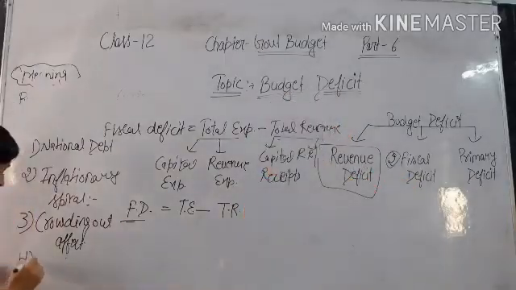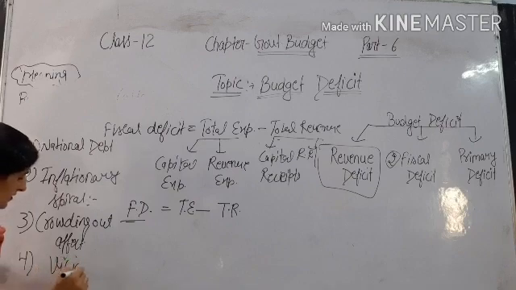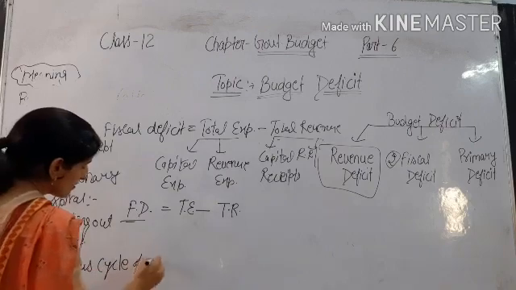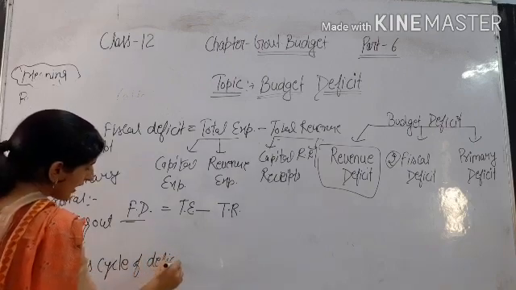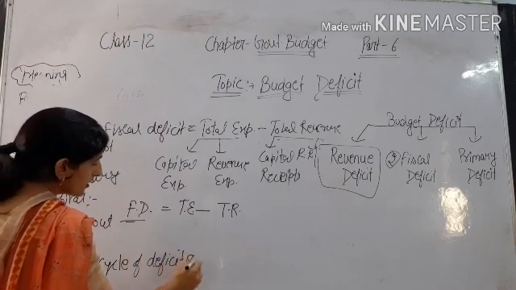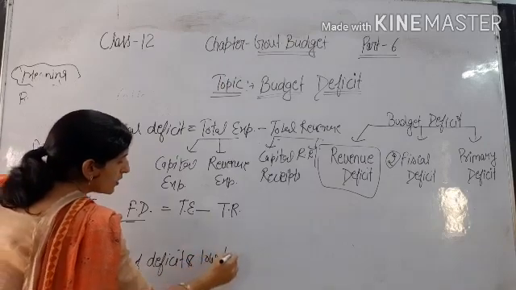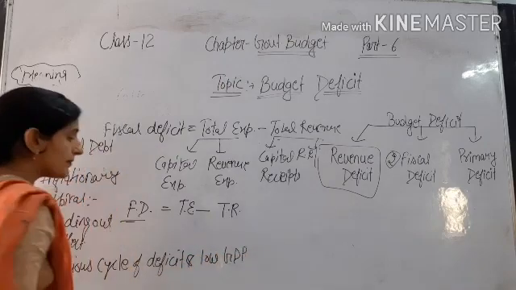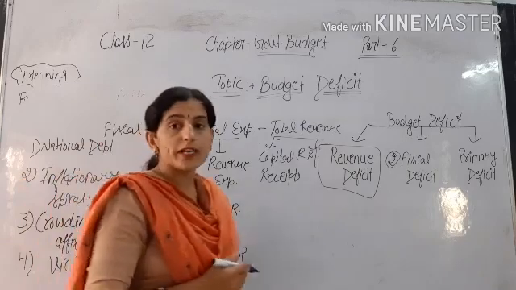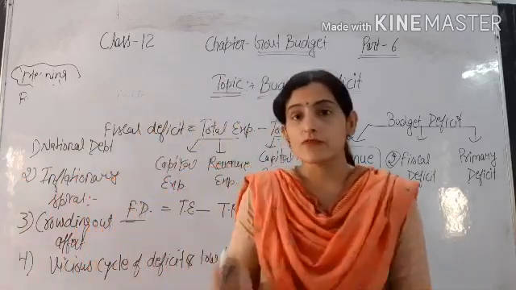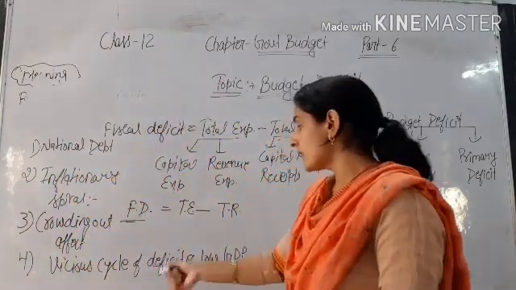Next is the vicious cycle of deficit and low GDP. What it means: when the government borrows more and more money, then there is a cycle of deficit.